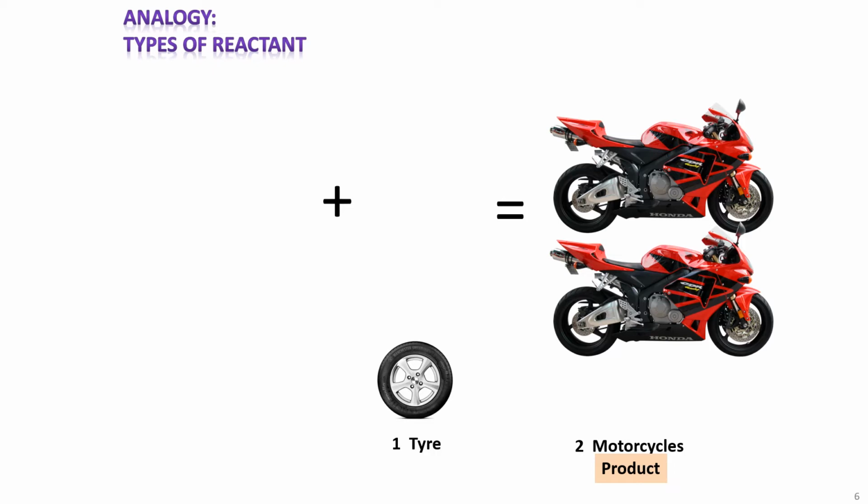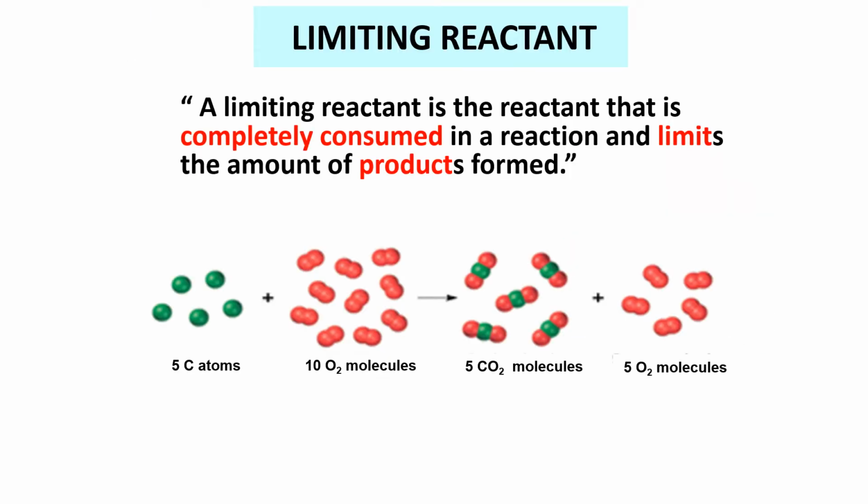As we can see here, there is 1 tire remaining after the production. Thus, the tire represents excess reactants. Meanwhile, there is no more body of motorcycle. Thus, the body of motorcycle represents the limiting reactant. A limiting reactant is the reactant that is completely consumed in a reaction and limits the amount of products formed.